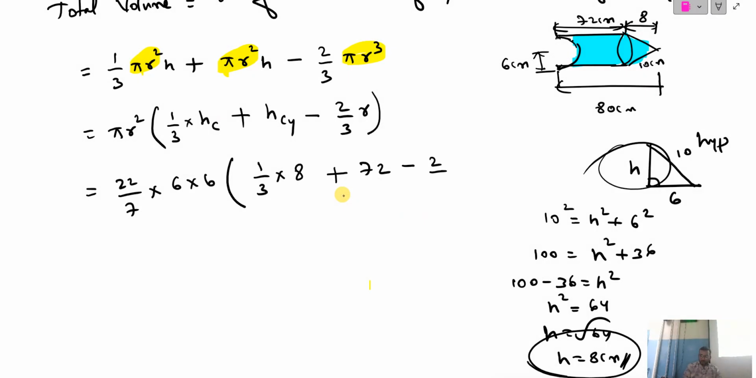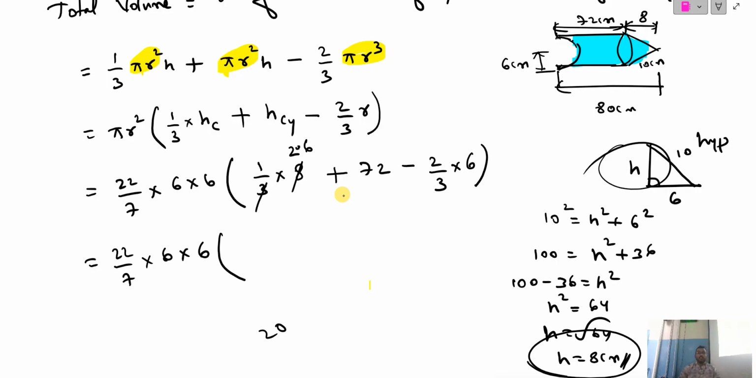Minus 2 by 3 into radius, which is 6 centimeters. Now 22 by 7, keep it as it is, into 6, keep it as it is. 3 ones are 3, 3 twos are 6, remainder 2, point 20, 3 sixes are 18. Again 2, again 3 sixes are 18. It continues. After point 1 digit, stop. Just now I told you. So it is 2.6, plus 72, minus 3 ones are 3, twos are 2 into 2, 4.